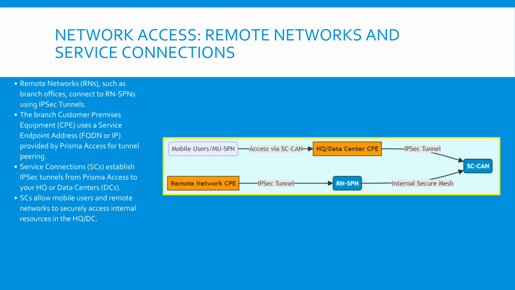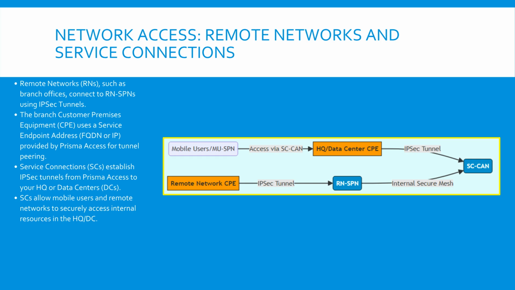What did we learn? We learned that remote networks and service connections use IPsec tunnels, and the latter is essential for connecting users/branches to HQ/data center resources. The important point is that the service endpoint address is the destination IP/FQDN used by the CPE to establish the cloud tunnel. This diagram visualizes how Prisma Access integrates remote sites and data centers.